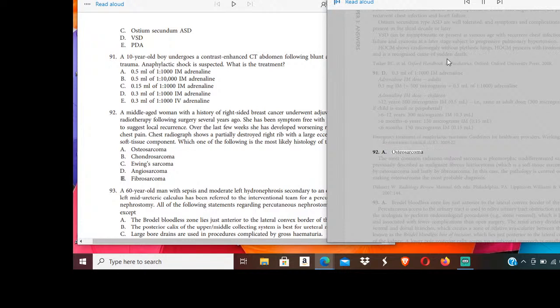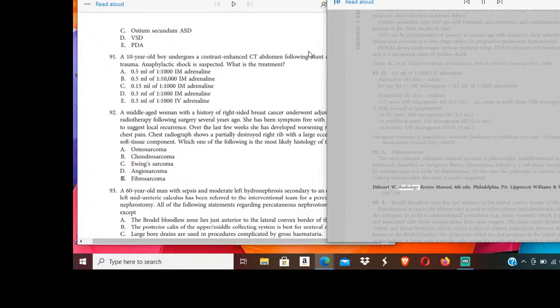92. A. Osteosarcoma. The most common radiation-induced sarcoma is pleomorphic undifferentiated sarcoma, previously described as malignant fibrous histiocytoma, which is a soft tissue sarcoma, followed by osteosarcoma, and lastly by fibrosarcoma. In this case, the pathology is centered on the bone, making osteosarcoma the most probable diagnosis.